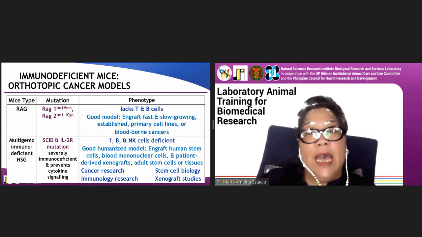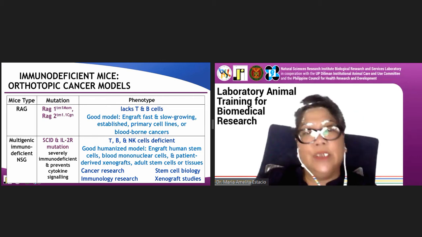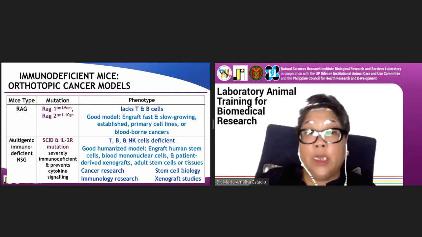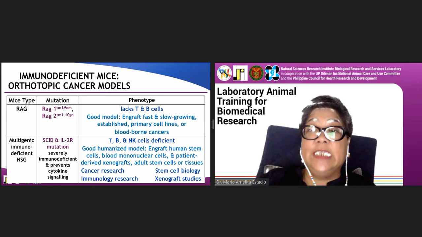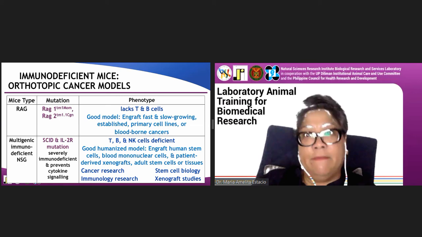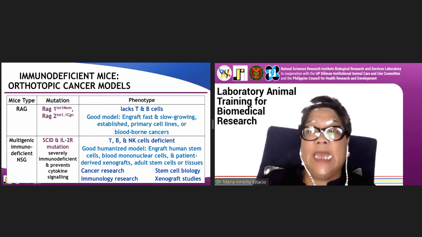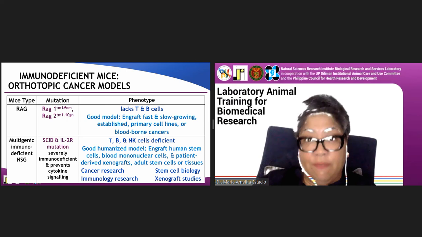Now, do we have another model for this? One would be the RAG. There are two types: we have the RAG1 and the RAG2. And this particular immunodeficient mouse also lacks the T and the B lymphocytes. And this is radiation insensitive. So that's why you have the option, okay? It's also a very good model for both the fast and the slow growing cancers or tumors. It's also good for the studies of leukemia and lymphoma.